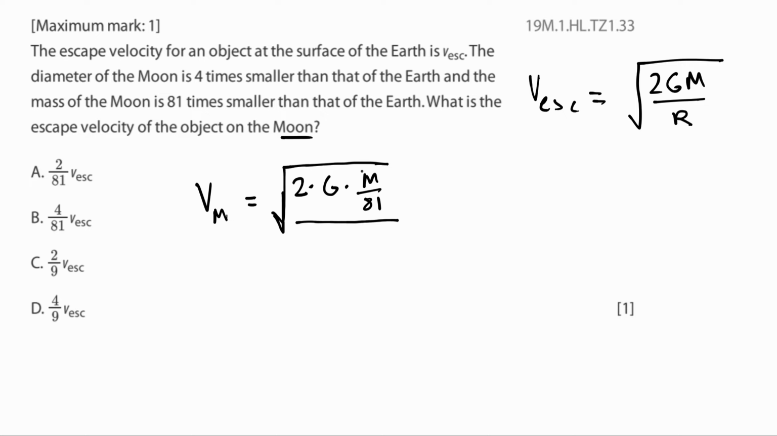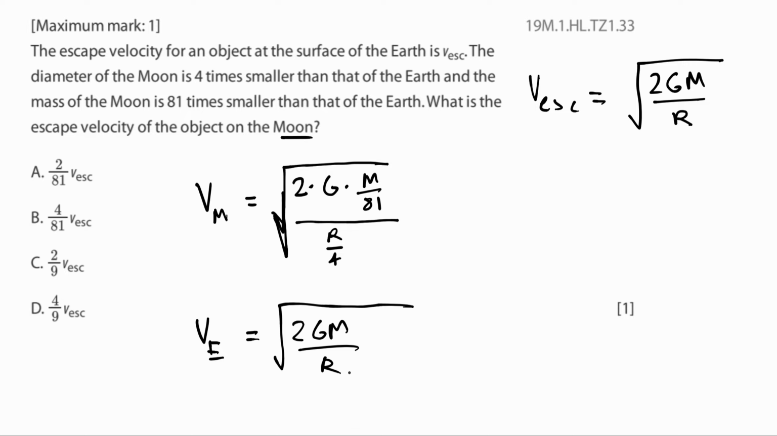And the reason I'm saying radius is 4 times smaller, because if diameter is 4 times smaller, the radius also has to be 4 times smaller. So we can say R by 4, where R is the radius of the earth. We're writing the radius of the moon in terms of the radius of the earth. And then we have the escape velocity on earth, which is essentially just our standard equation, root of 2GM over R, because we don't have anything else for that and we've written everything.